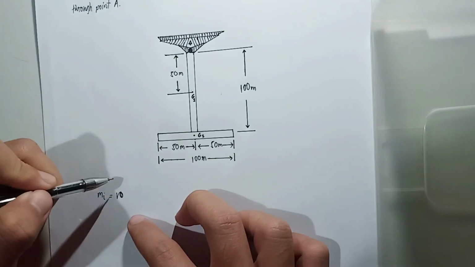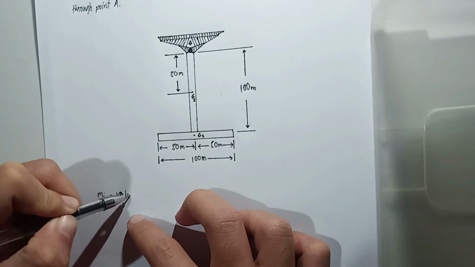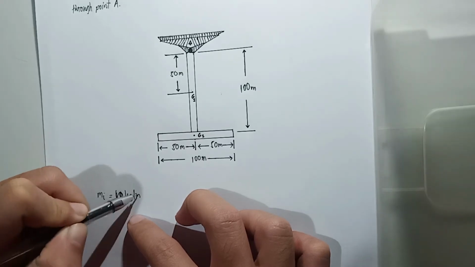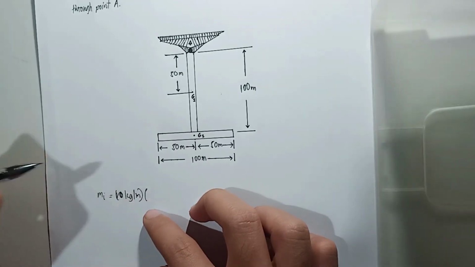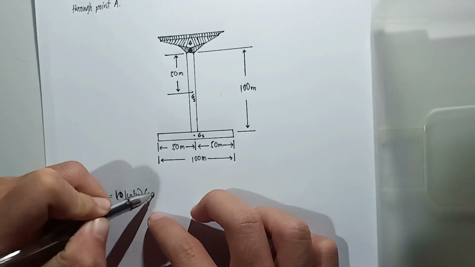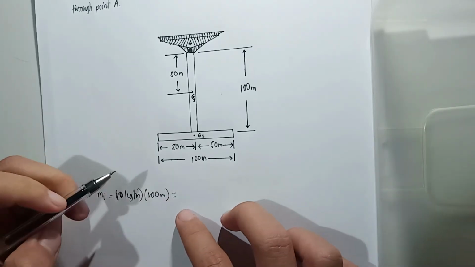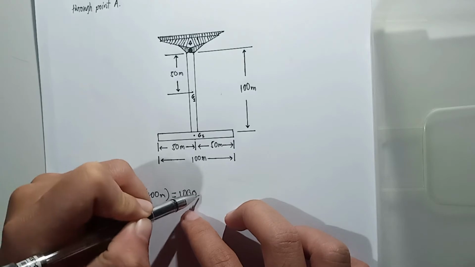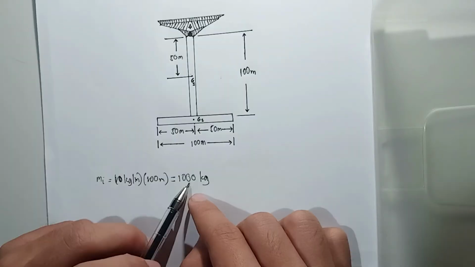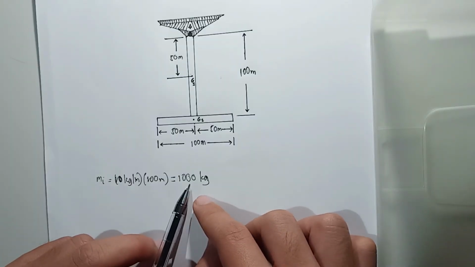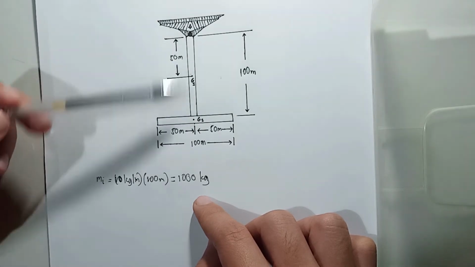10 kg per meter. It is times 100 meter, which equals 1000 kg. The total mass of one rod.